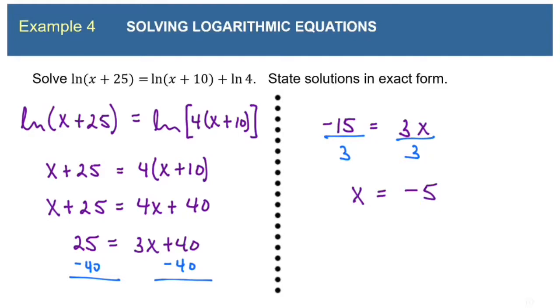Now, because this was a log equation, we always need to check that this solution does not cause us to try to take the log of a negative number. So just plug it in here. You don't have to actually evaluate the log. You just need to make sure that this value would not come up negative or 0. So negative 5 plus 25 would be 20. So that's a positive number, so that's okay. And negative 5 plus 10 would be positive 5, and that's okay. Of course, this does not have a variable, so we don't have to worry about that. And that means that this is a valid solution. And so the solution is x equals negative 5.